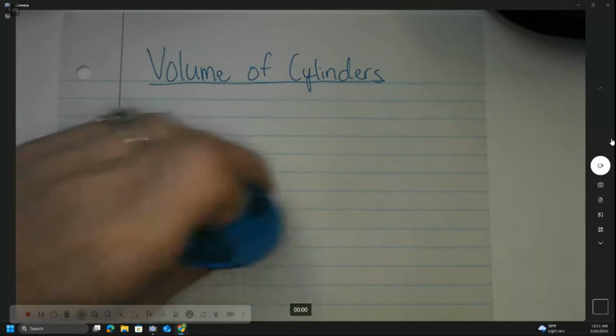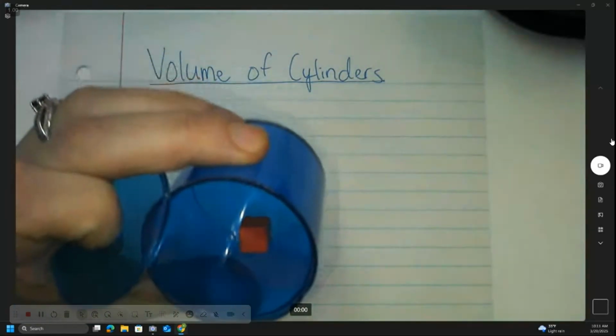Think of your can of soup. We need to know how many perfect cubes fit on the inside of that cylinder, because that's why we label our answers cubed. We want to know how many cubes fit inside.